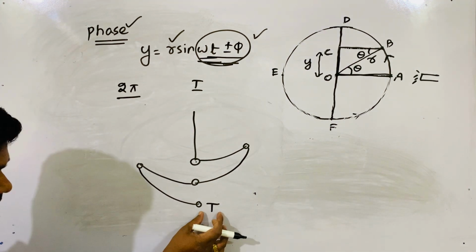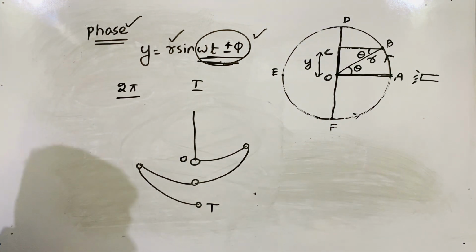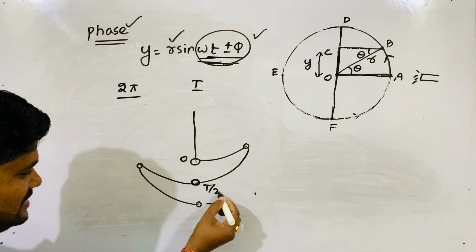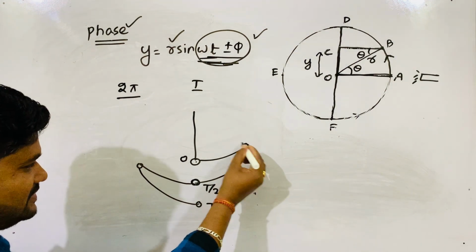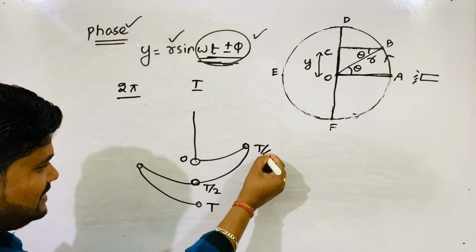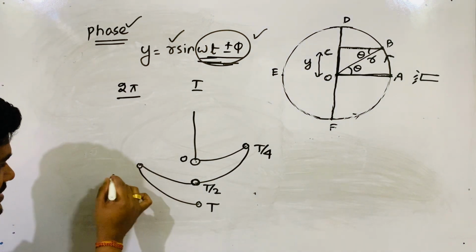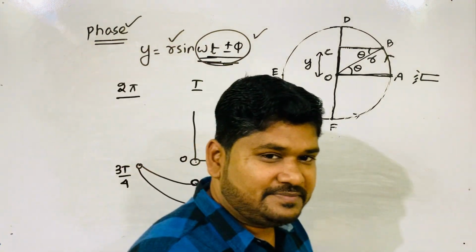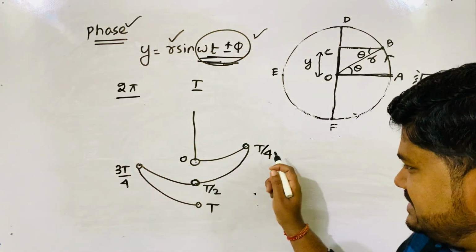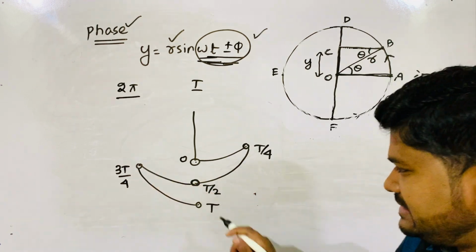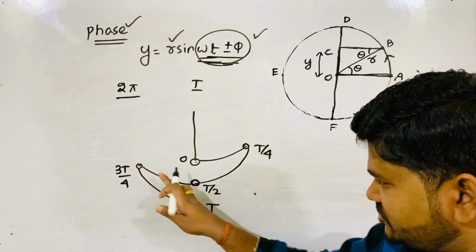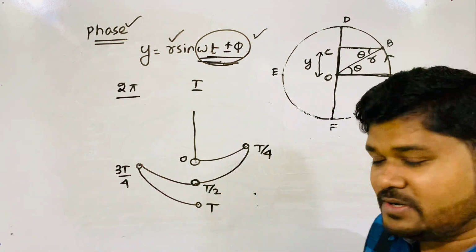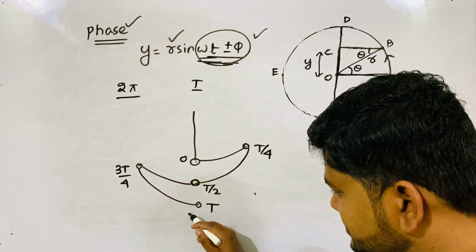When this point comes, the time is T, and at this point time is 0. Then at this position it is T by 2, at this position T by 4, at this position 3T by 4. So if this is 0, this is T by 4, this is T by 2, this is 3T by 4, this is T. One oscillation is complete. Also you can write in terms of pi: this is 0, this is 2 pi.